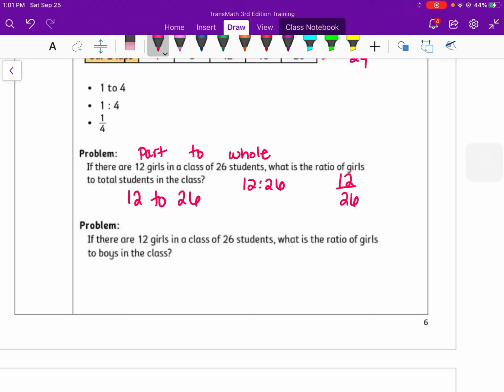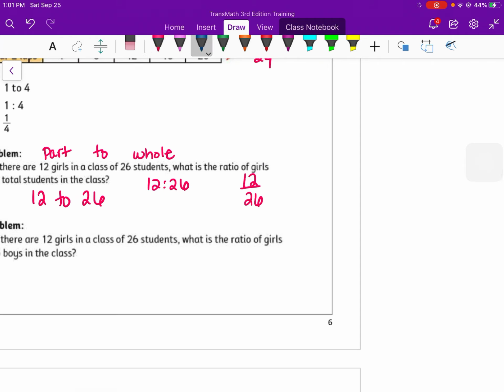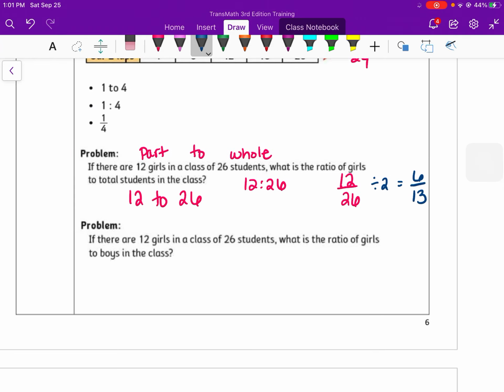Sometimes I like to use the fraction because then I can see that this ratio can actually be simplified. So similar to simplifying fractions, we can simplify ratios. If there are 12 girls for every 26 students, that means I can divide these both by 2, and that means there's a 6 to 13 ratio. So that would be an equivalent ratio, 6 to 13. For every 13 students, there are 6 girls. So for 26 students, there are 12 girls.